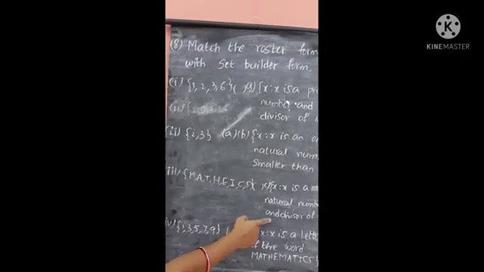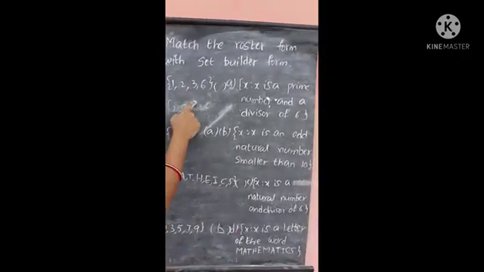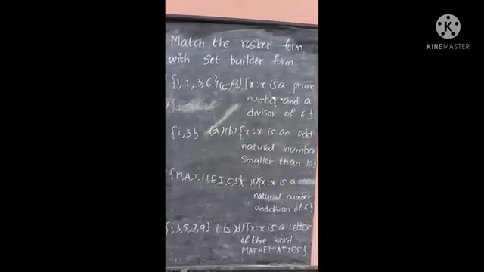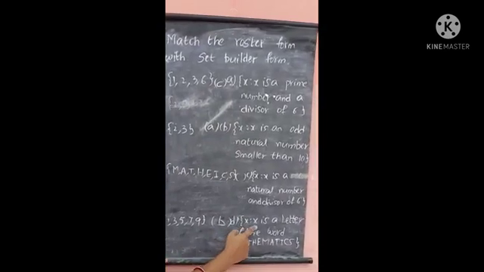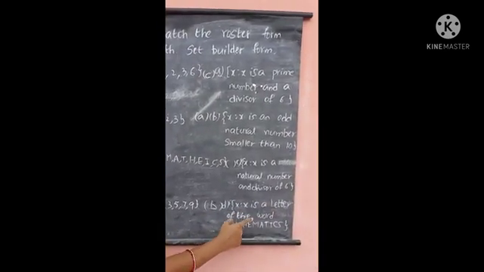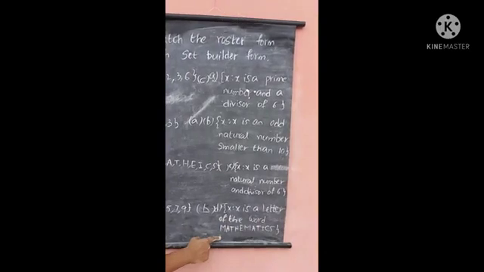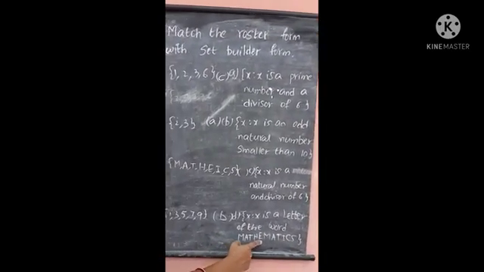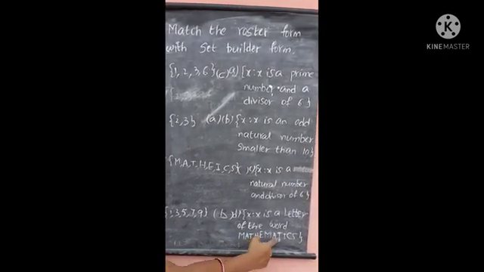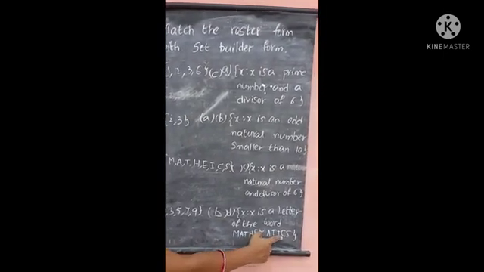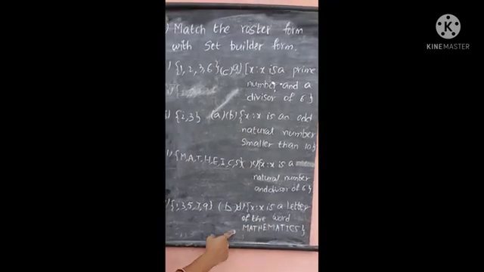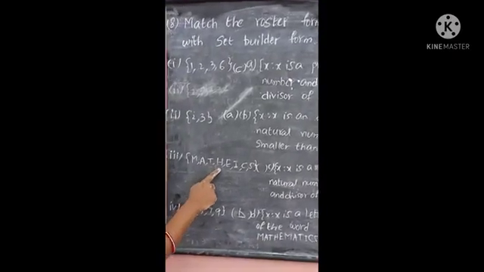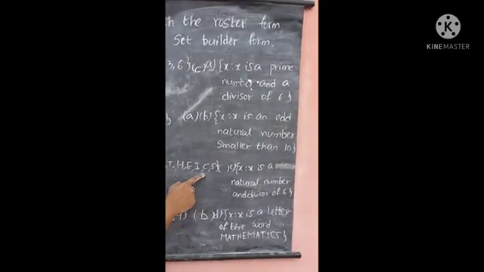Next, the last option. X is such that X is a letter of the word mathematics. What are the letters in the word mathematics? M, A, T, H, E. M already repeated, E already repeated, T already repeated. Next, I, C, S. So these are the letters we are using in the word mathematics. So M, A, T, H, E, I, C, S. These are the letters in this set. So this is the correct set builder form for this roster form. So the correct option is D.